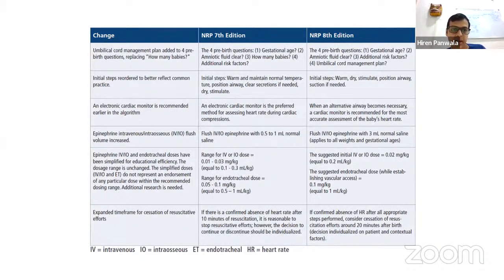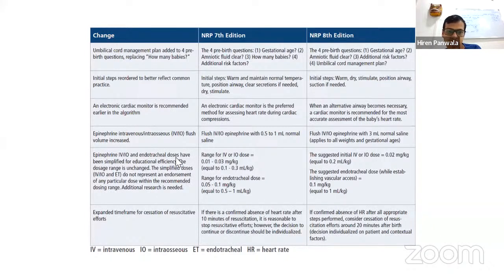Electronic cardiac monitor is recommended earlier in the algorithm, which was not there. I personally don't feel it is still appropriate in our setting and we can still make do with the stethoscope. Epinephrine flush volume is increased from 0.5 to 1 ml. Now it is increased to 3 ml normal saline just to make sure that we do not lose volumes in the umbilical vein. Because if at all we put umbilical catheters to do this resuscitation, the umbilical catheter itself is 20 to 30 centimeters long. And just 0.5 ml to 1 ml of flush may not be adequate.